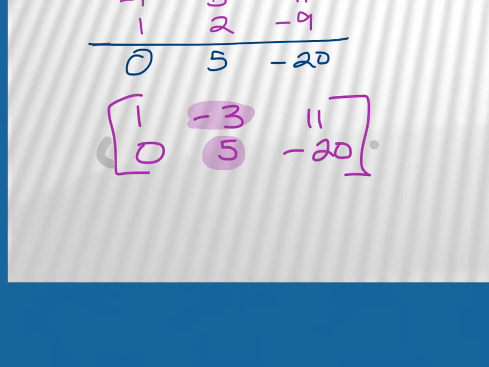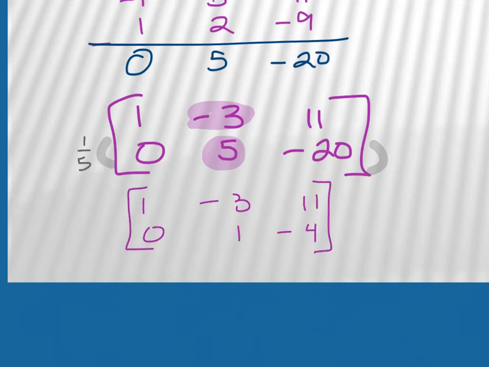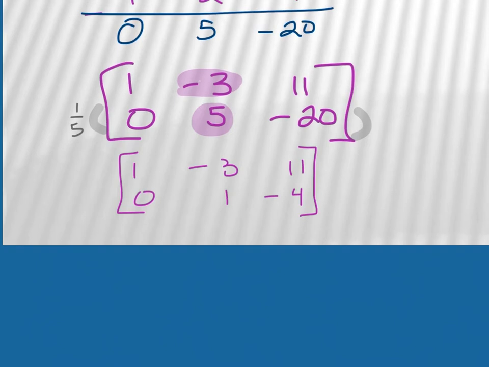Multiply by 1/5. Sometimes you want to get a little bit of an idea of what the next step would look like if I did that. And so this is definitely easier. Now, if I want to put a 0 where that -3 is, what could I do?